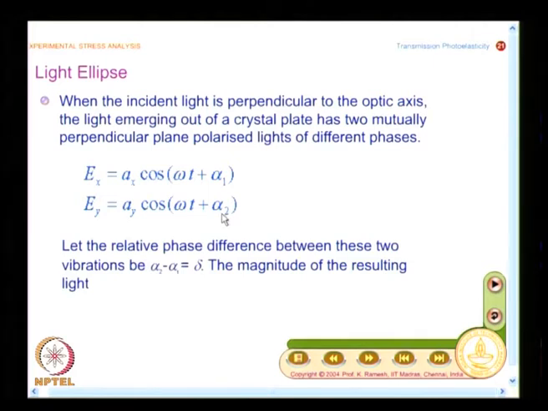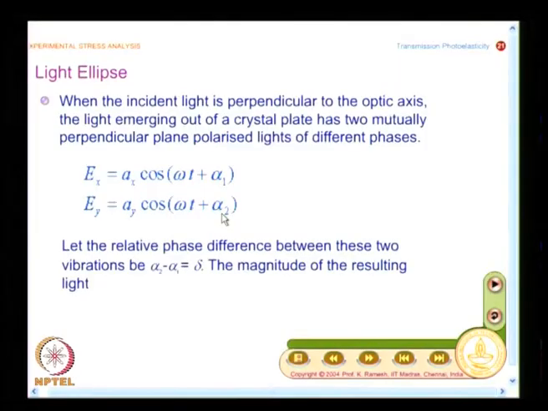What you will find in photoelasticity literature is that, more than the absolute phase, it is the relative retardation that is very important. Keeping this idea in mind, we would also go back and recast the equation. That is what we will do later. We will look at the relative phase difference between these two vibrations, label that as delta, and delta is nothing but alpha 2 minus alpha 1. It is the relative phase difference that is very important.